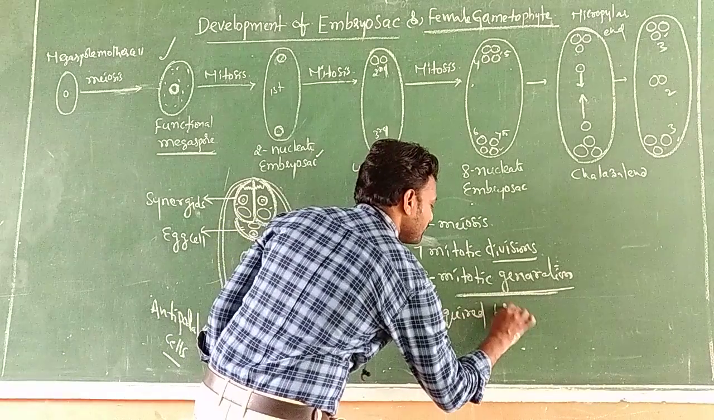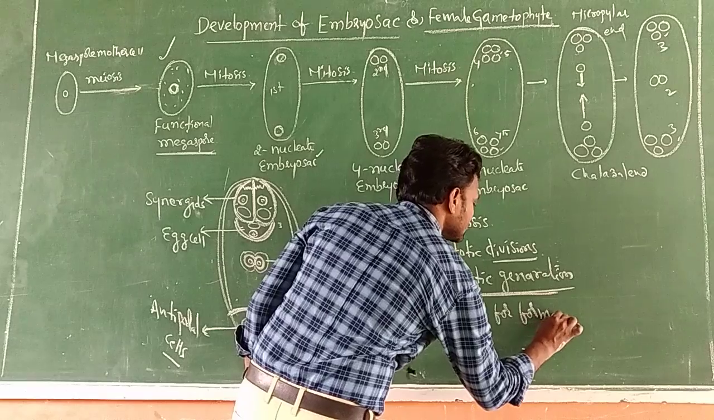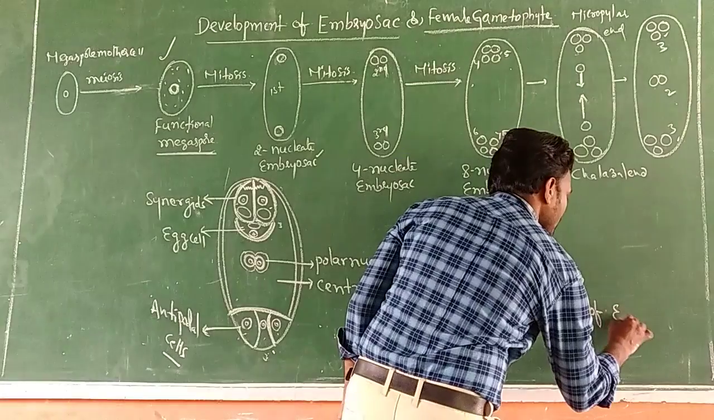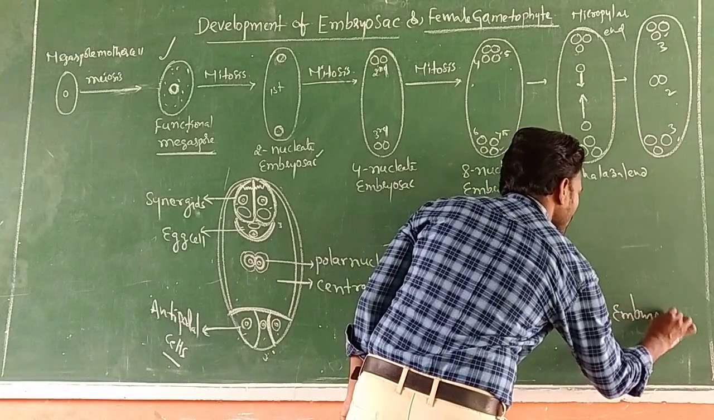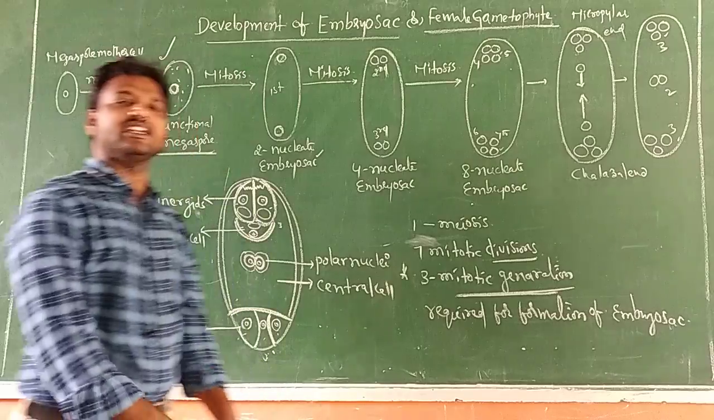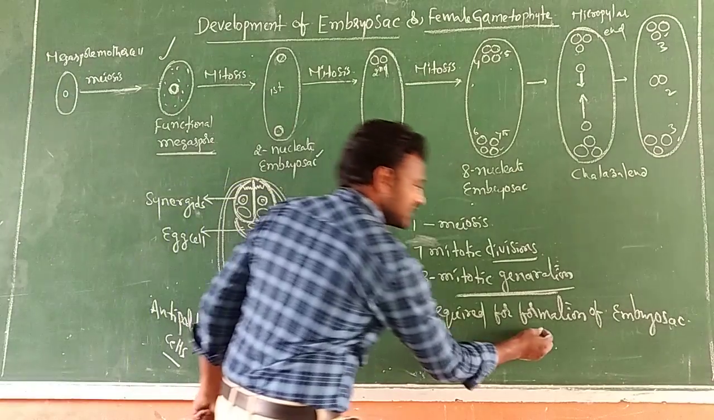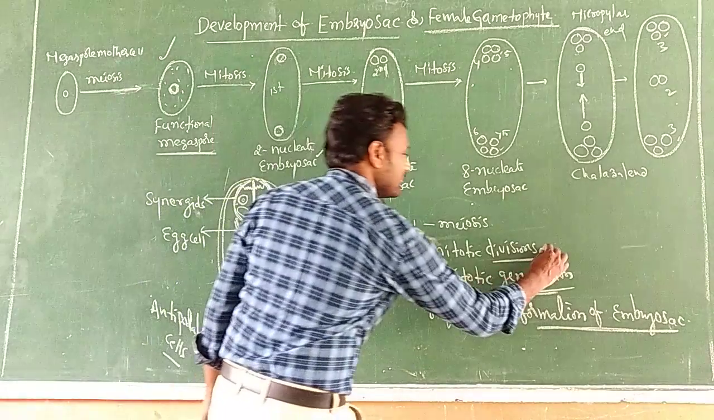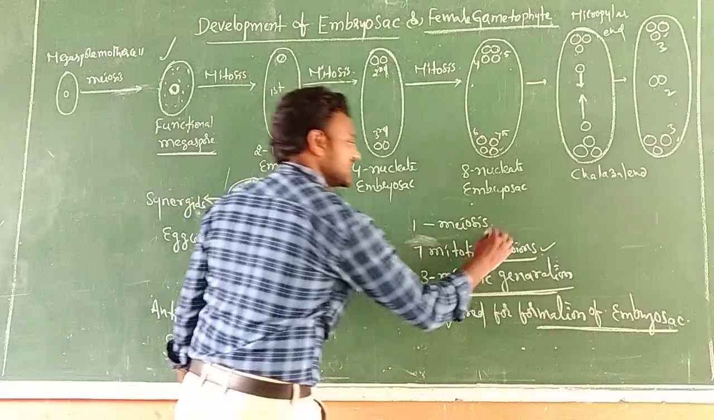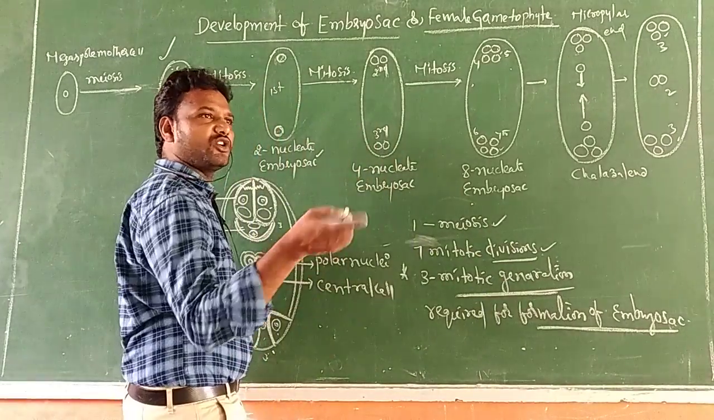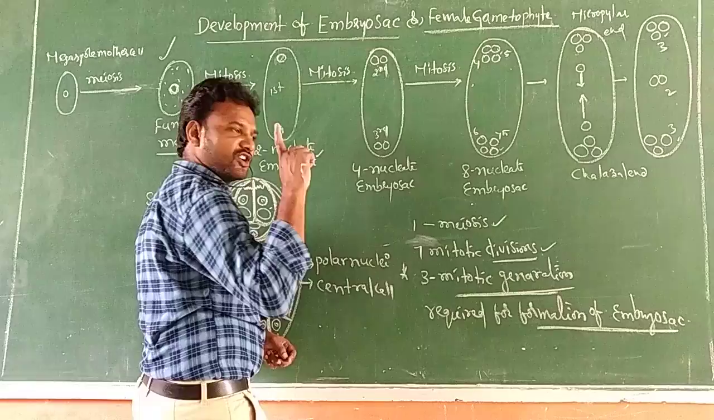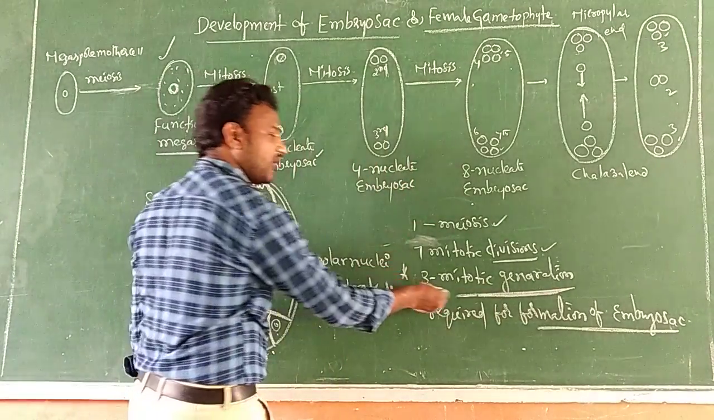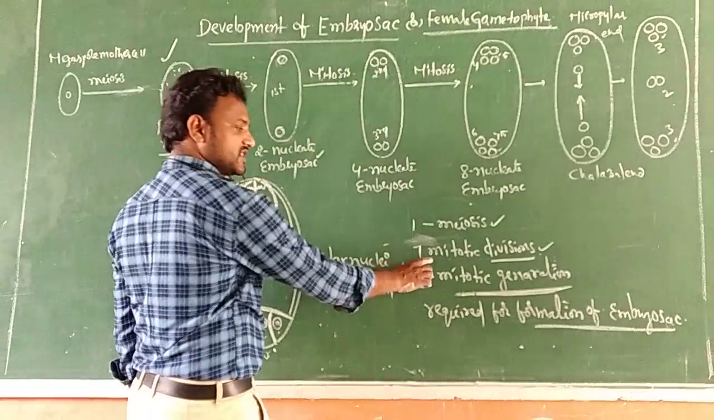For which one? For formation of the embryo sac. This is another bit. The question is, for the formation of the embryo sac, how many mitotic divisions are required? 7 mitotic divisions. How many meiosis? Only 1 meiosis. Meiosis 1 and 2 together count as a single meiosis. And 3 mitotic generations. Generations are 3. Divisions are how many?